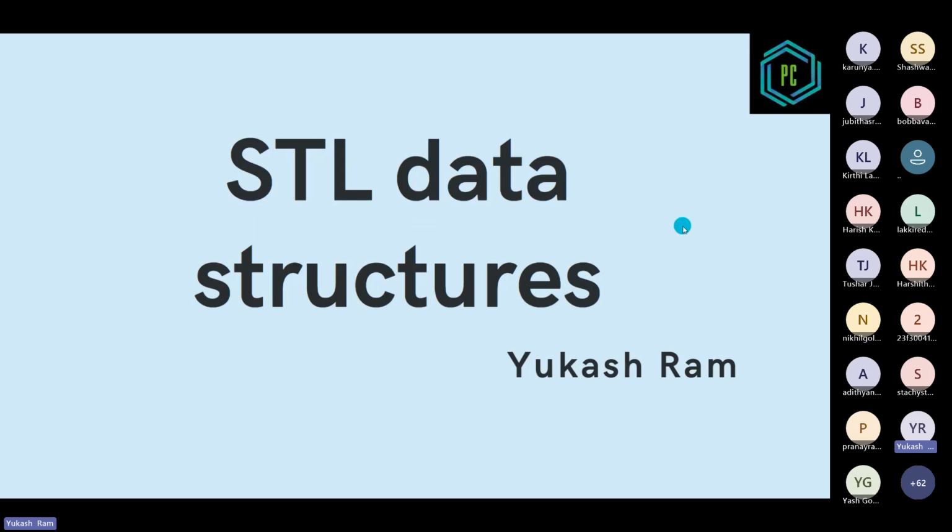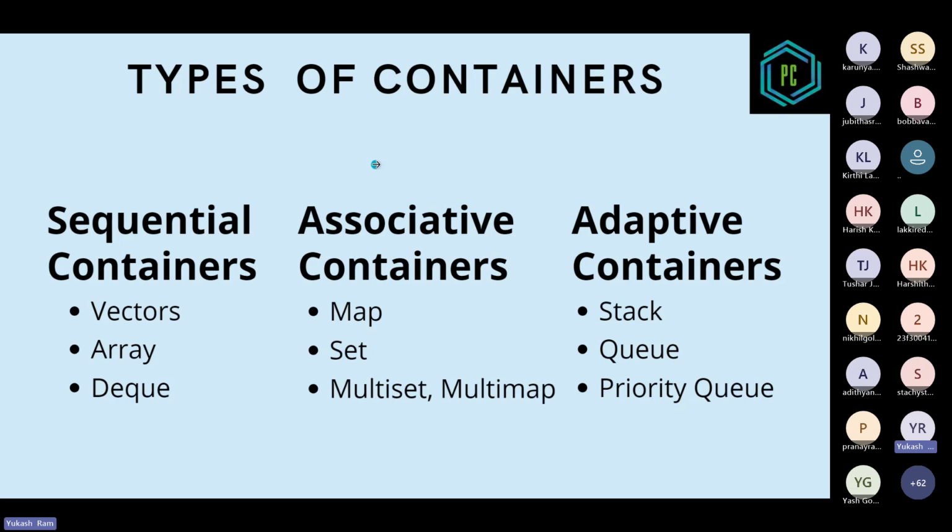Before going into the data structures, I want to give an idea about what a container is. Containers in C++ are just things that are used to store data in some structured manner. Just like in real life, we have different containers for different purposes, we have containers in C++ as well. We have sequential containers, which are vectors, array, and deque, which we saw in the earlier sessions. And we have associative containers, which include map, set, multiset, and multimap, which we'll be seeing in this session.